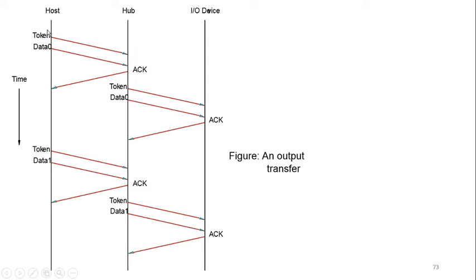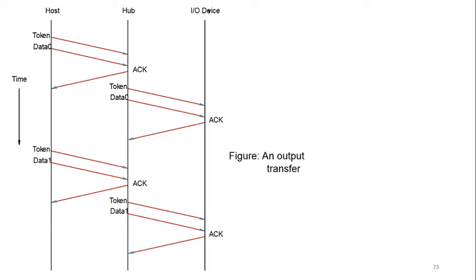So in order to start an output data transfer, the host first sends a token, followed by a data packet. Whenever these two are received in the hub, the hub checks the cyclic redundancy information and identifies that no error occurred during data transfer. So it sends an acknowledgement back to the host, and it also forwards this token and data information to all its associated IO devices.